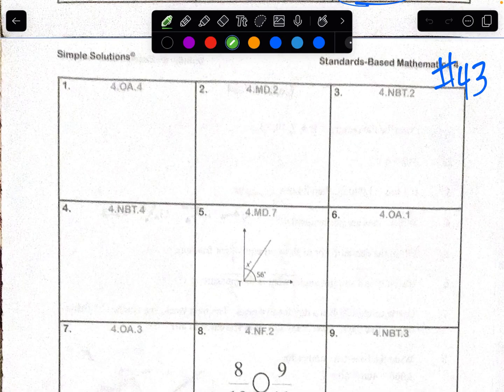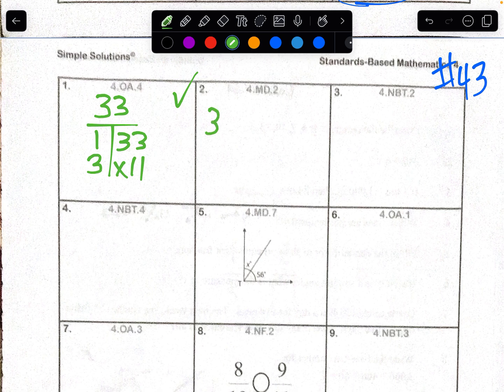Simple solution 43, answers. All right, number 1, you have to list the factor pairs of 33. You could do your factor tree or simply just tell me 3 times 1 is 33 and 3 times 11, giving it 4 factors. Number 2, we're talking about daylilies, and they are 36 inches, and they want to know how many feet that is.